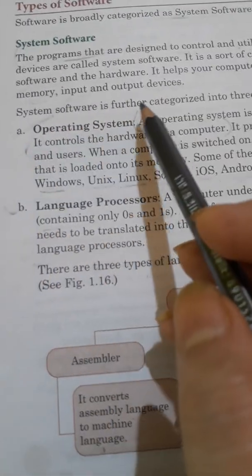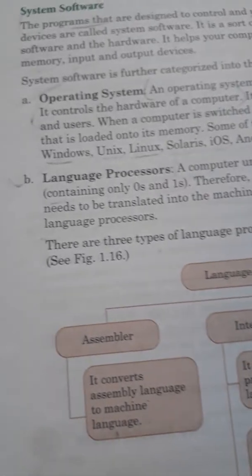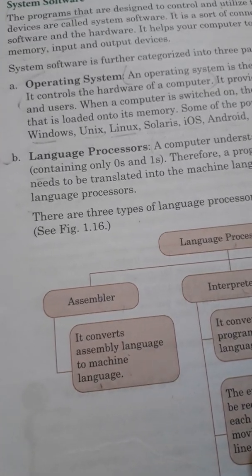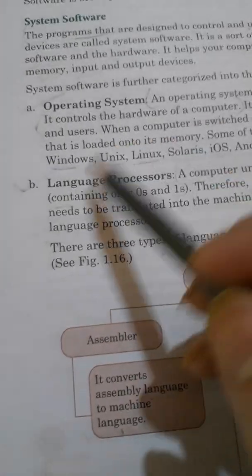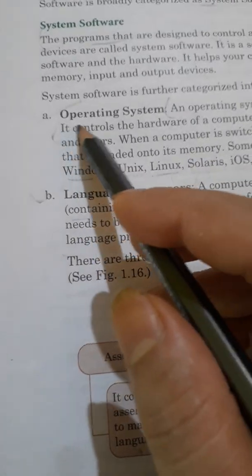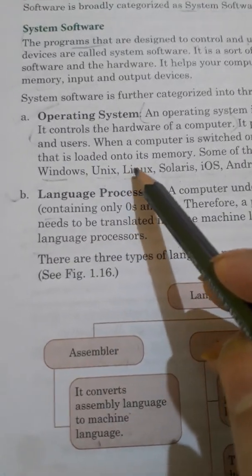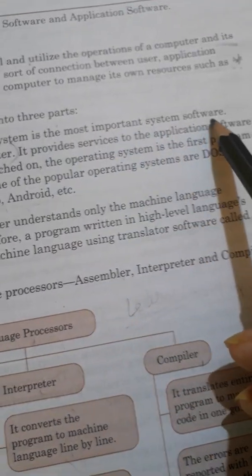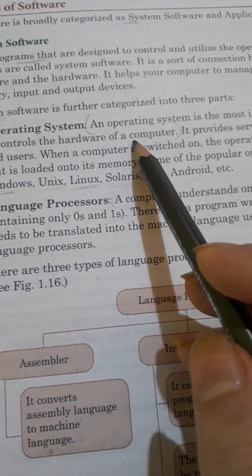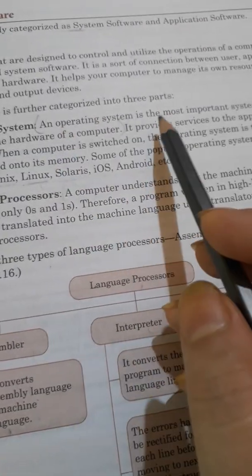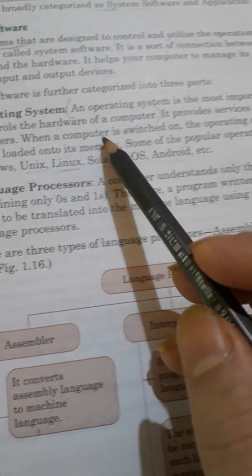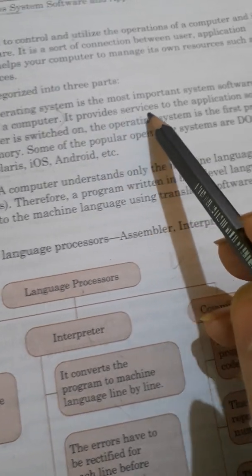Now system software is categorized into three parts: operating system, language processors and another point. Now come to learn the operating system. What is an operating system? It is very important in the first chapter of computers. An operating system is the most important system software that controls the hardware of a computer. It provides services to the application software or user.